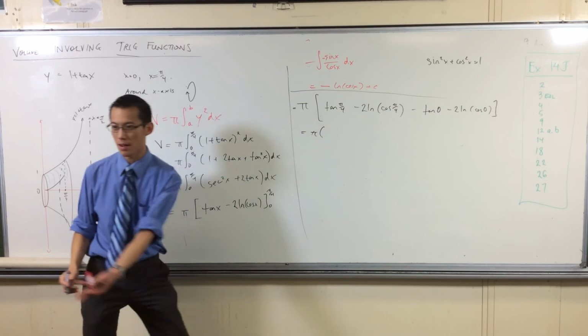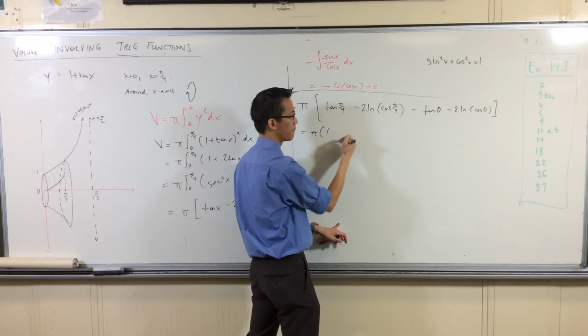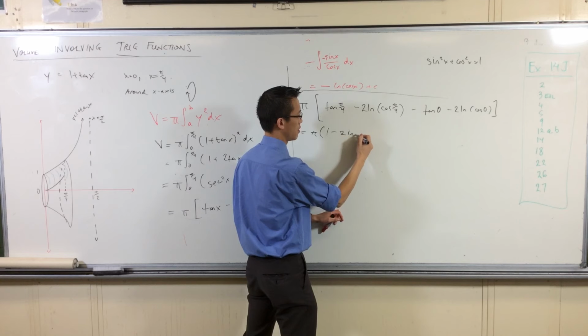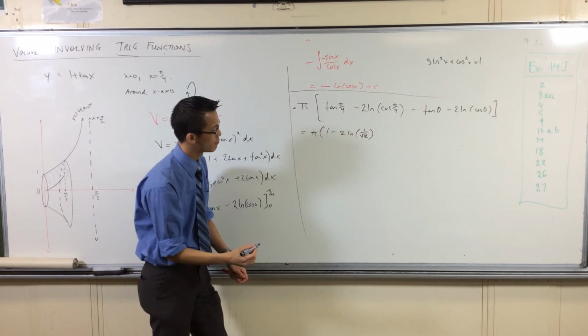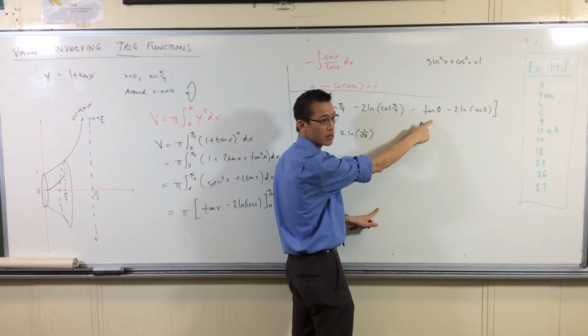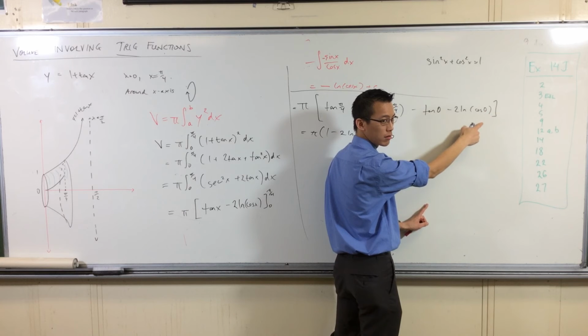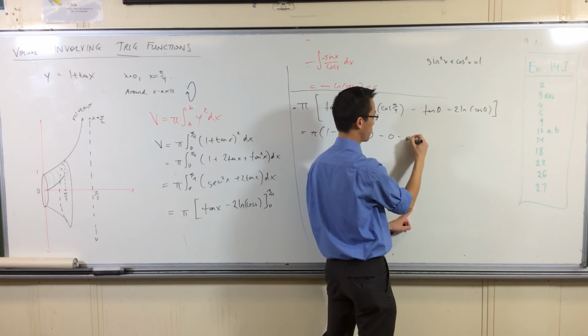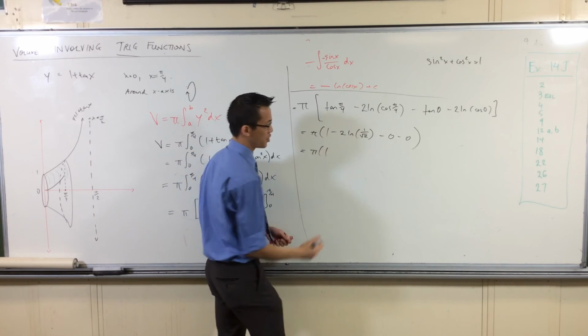Let's start evaluating. Tan pi on 4? 1. Cos pi on 4? 1 on root 2. Think about that, come back to it in a second. Tan 0, 0. 2 log of 1. Log 1 is just 0. Okay, great, that's good. Now, that 1, not much to do with it.